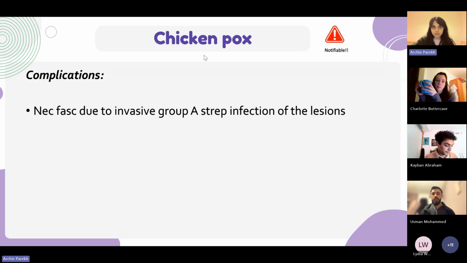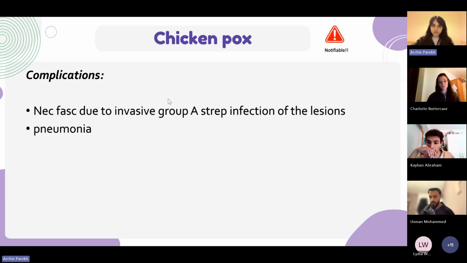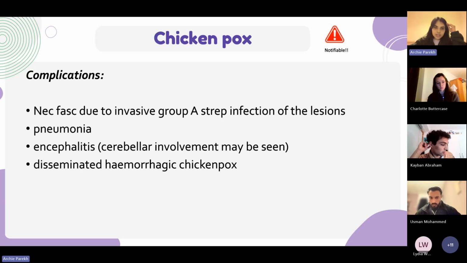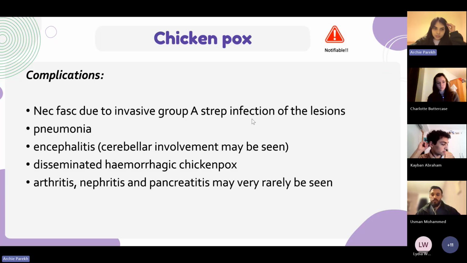Some complications of chickenpox could be necrotizing fasciitis because of a secondary group A streptococcal infection. Chickenpox is a virus. Necrotizing fasciitis is usually caused by bacterial infections that are more severe. But if you scratch and you're creating an entryway for more bacteria into the skin, it can lead to necrotizing fasciitis. Pneumonia as well, encephalitis, and then disseminated hemorrhagic chickenpox. And very rarely you can see inflammation in other organs like your joints and your kidneys and your pancreas.